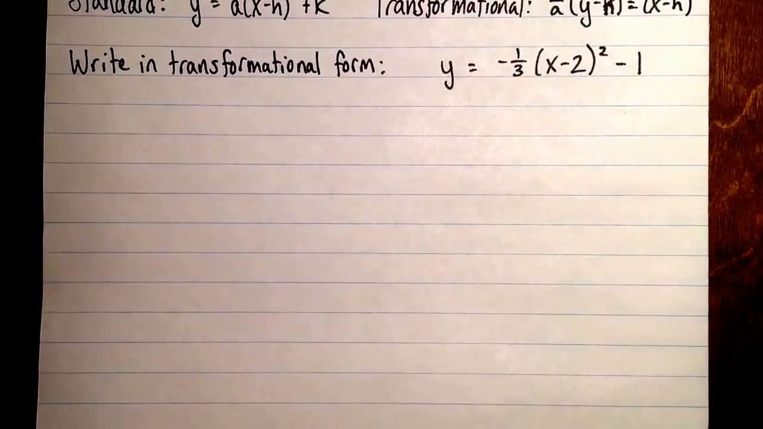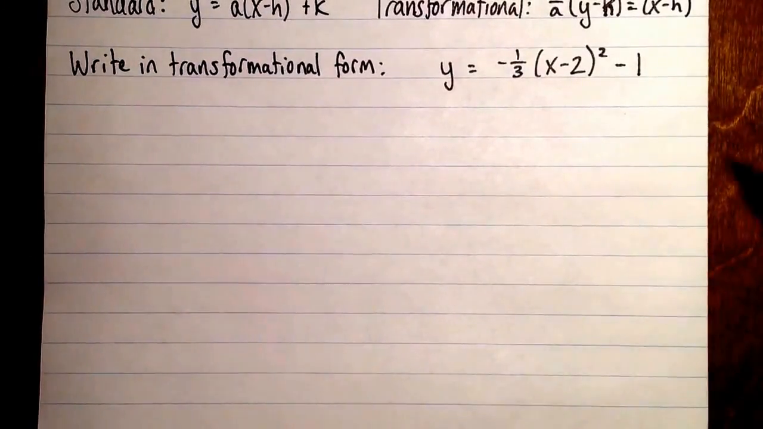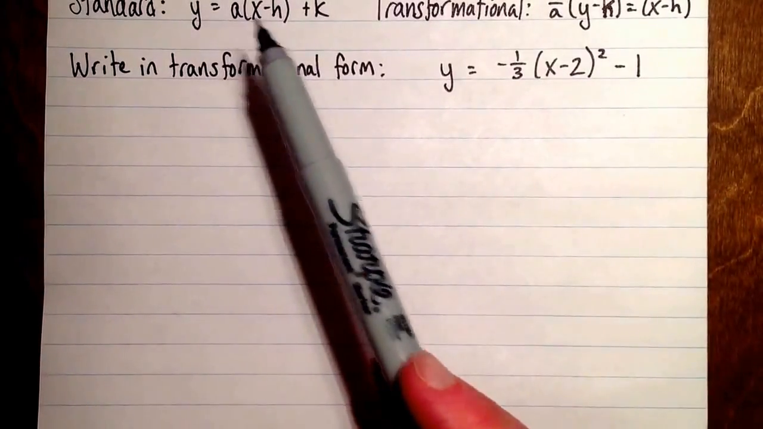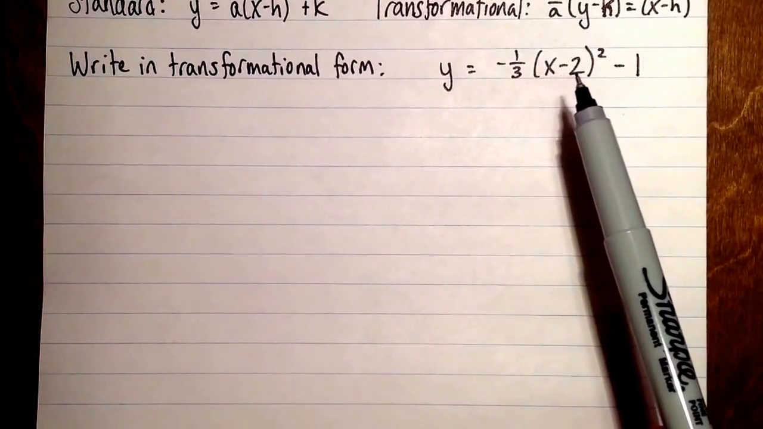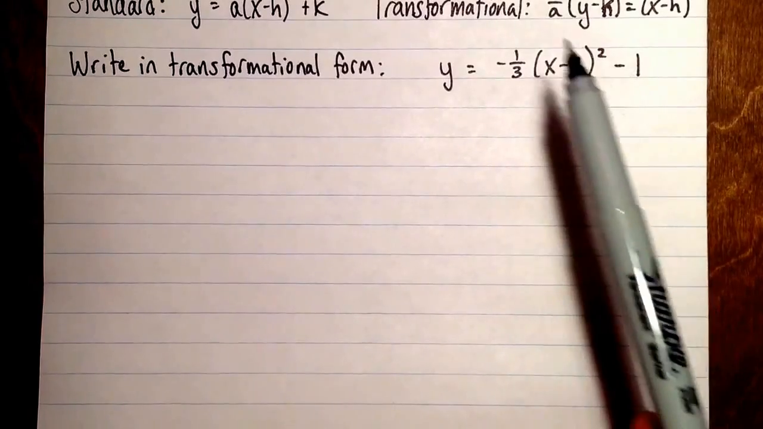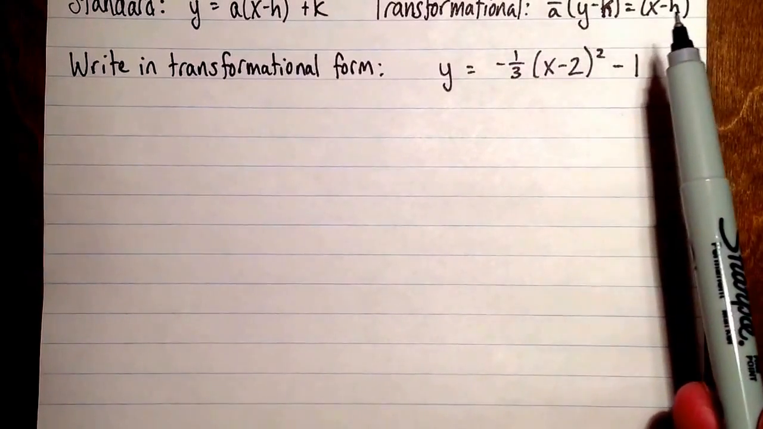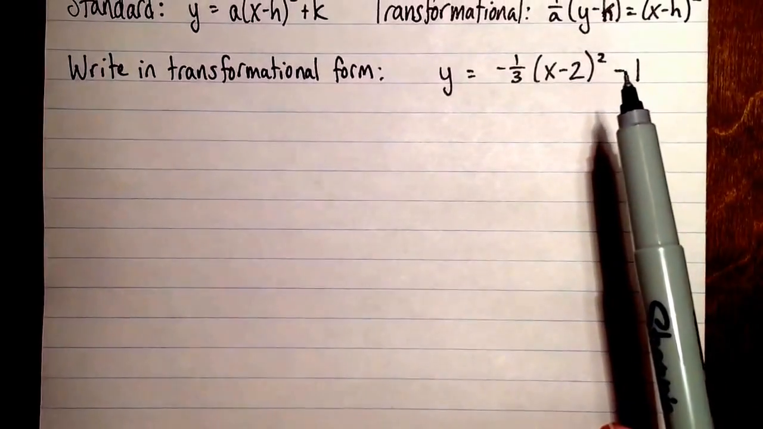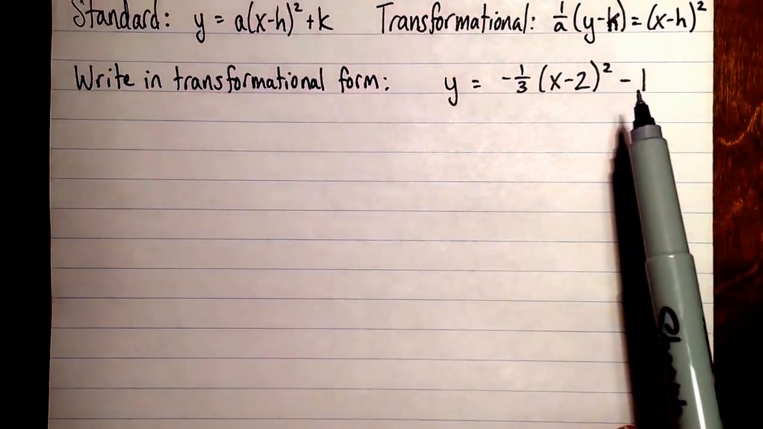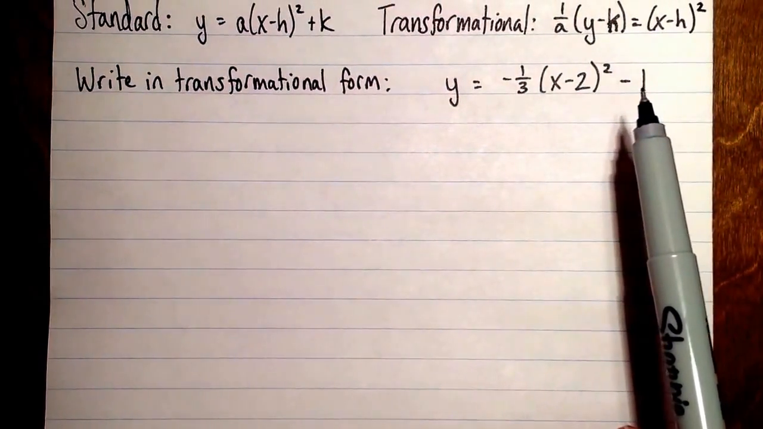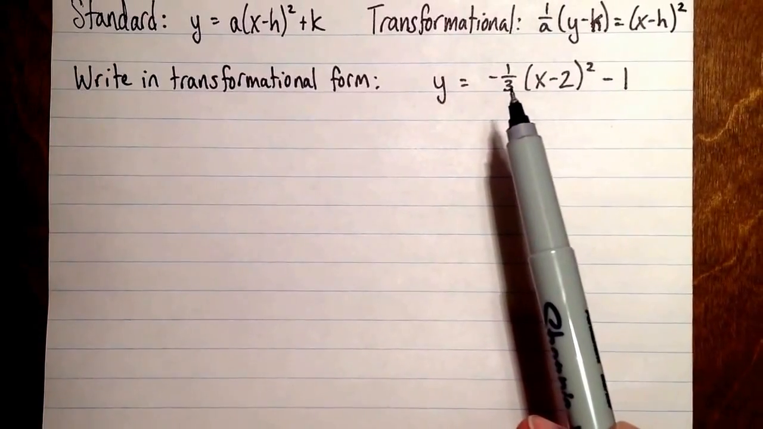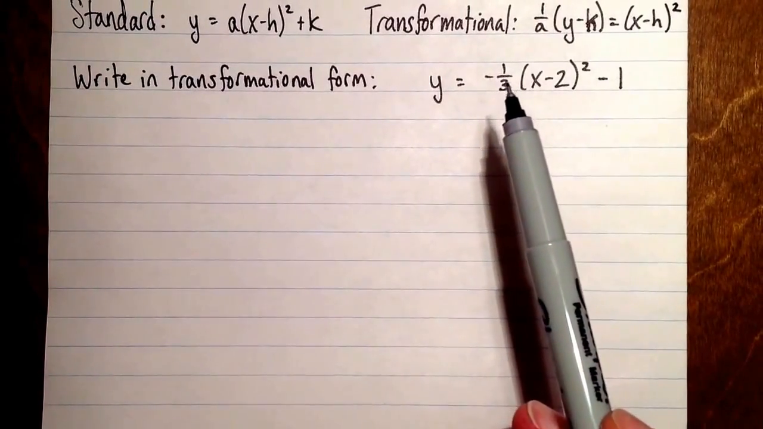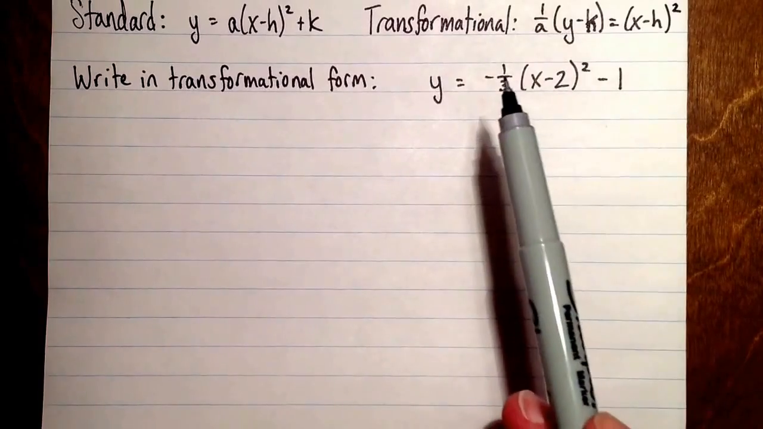Okay, so here we've got an equation in standard form. It looks like this: y equals a times x minus h squared plus k. And we need to write it in transformational form like this. First of all, and this order is always the same, we're going to get rid of this minus 1, and then we're going to get rid of this times negative 1/3.